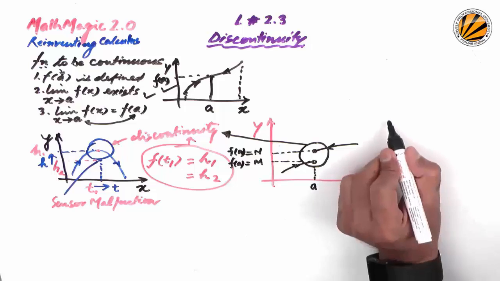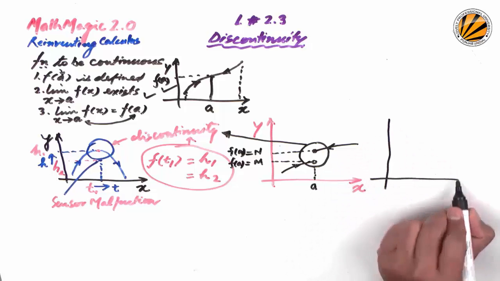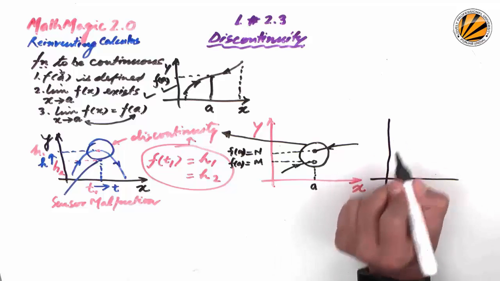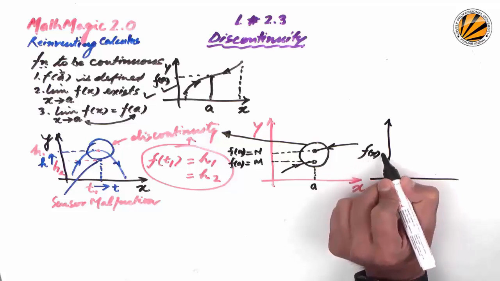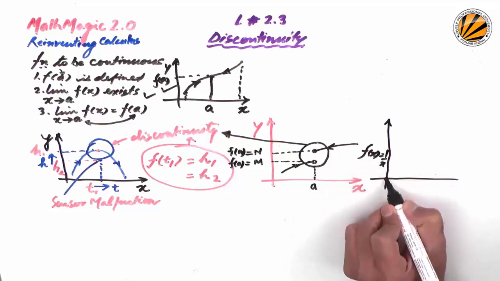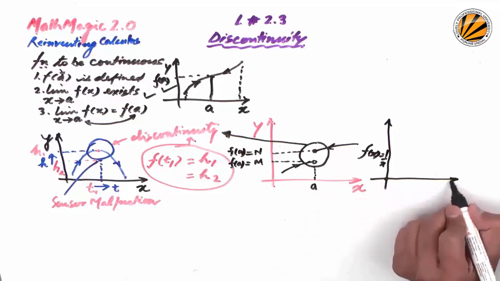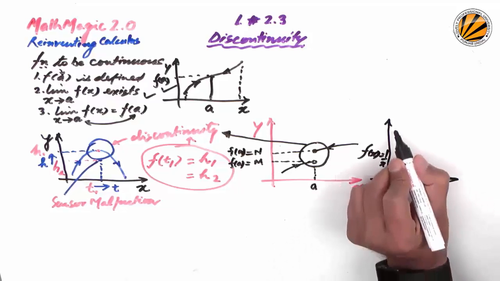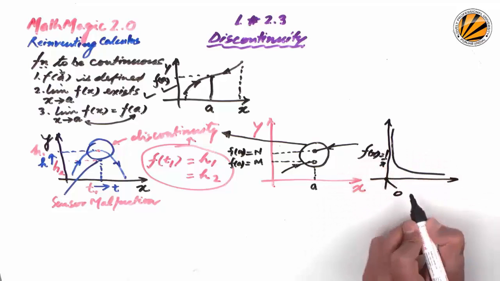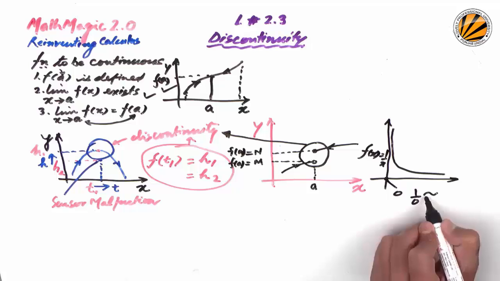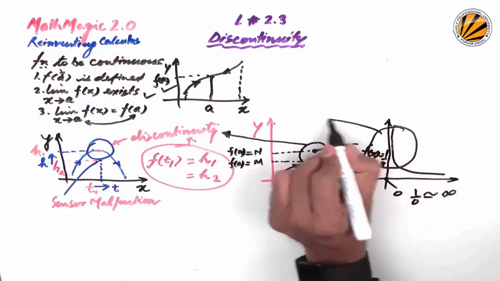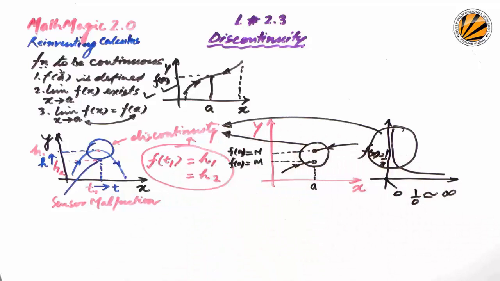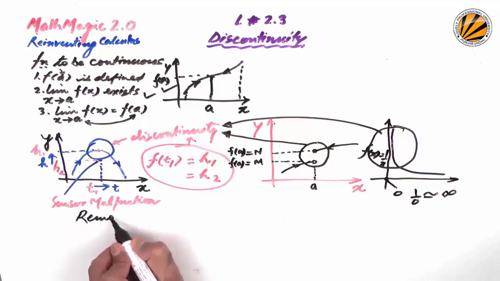Another form of discontinuity is that, say for example, the function f(x) is equal to 1 by x. When it is approaching 0, the value of the function, when it is at 0, is getting infinite, because 1 by 0 is infinity. So this is again a discontinuity. Now these are three basic types of discontinuities. One is known as the removable discontinuity.